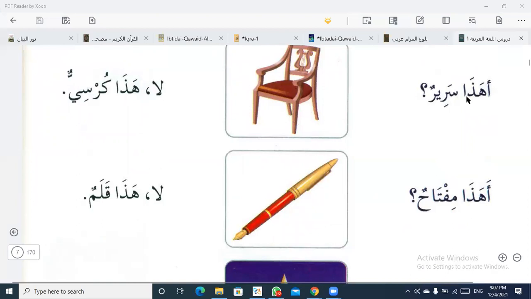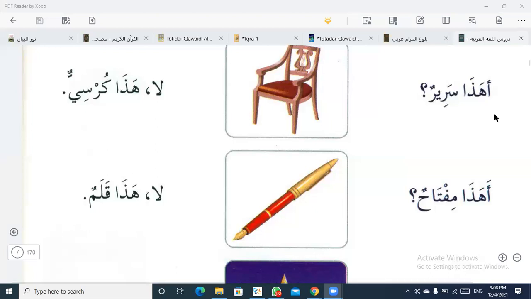Ma hadha sarirun? Is it a bed? La, hadha kursiyun. Kursiyun. Yes, miss. Hadha miftahun. Is it a miftahun? La, hadha qalamun.